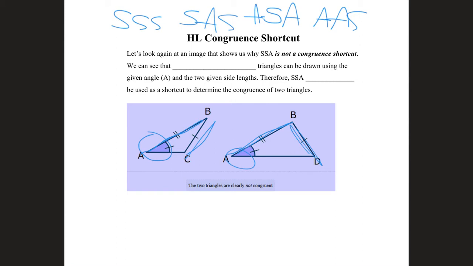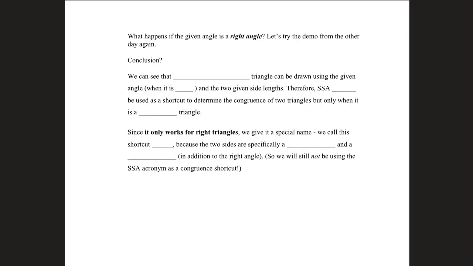So we can see that 2 triangles can be drawn using the given angle and the 2 given side lengths. Therefore, SSA cannot be used to determine the congruence of 2 triangles. So that was just going back and showing you why SSA does not work. But what happens if the given angle that we have is specifically a right angle? Let's look at that demo that we did the other day and see what happens.